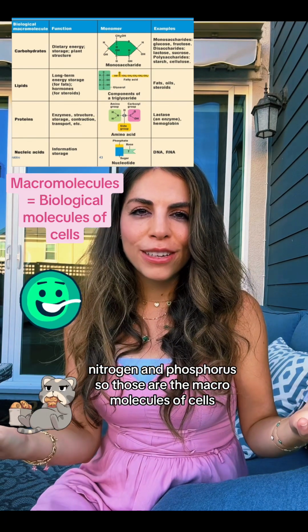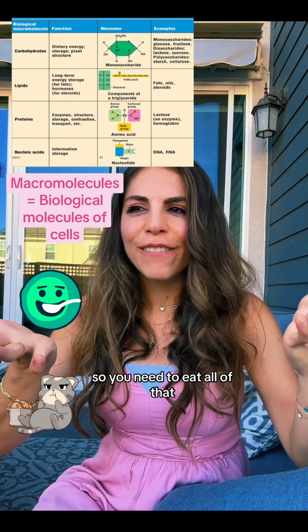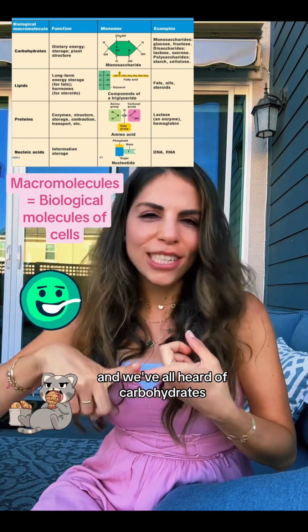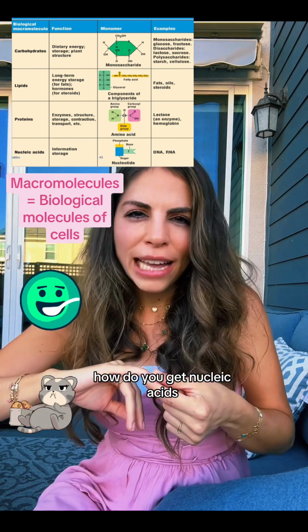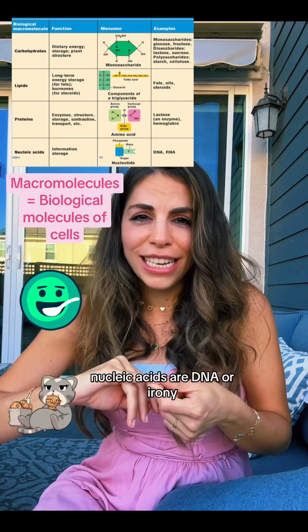Those are the macromolecules of cells. So you need to eat all of that. And we've all heard of carbohydrates, sugars, lipids, fats, and proteins. Sometimes people wonder, like, how do you get nucleic acids? Nucleic acids are DNA or RNA.